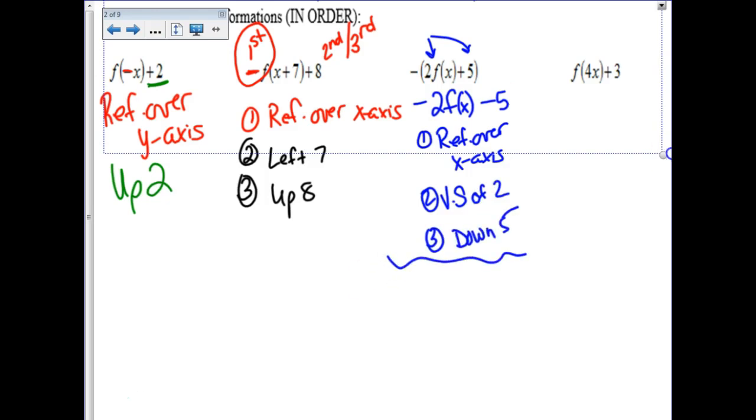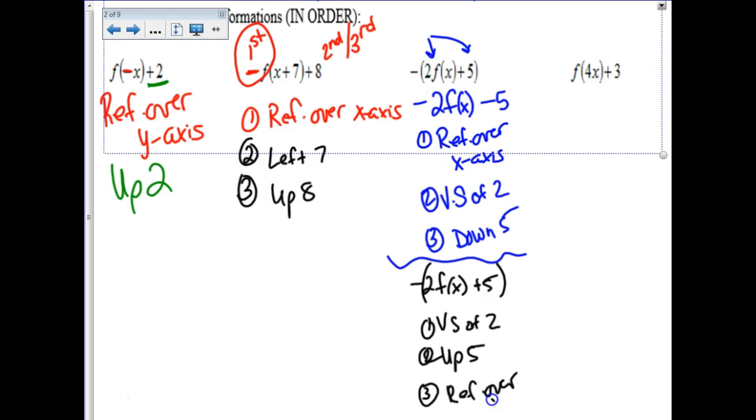However, if you are not in the distribution kind of mood, if you would have just gone back to the original one, the negative parenthesis 2 f of x plus 5, an acceptable answer to this one would have been to apply the vertical stretch of 2 first, and then shift it up 5, oops, and then to reflect over the x-axis. So either one of these would be acceptable lists, and actually there's a little bit of rearranging you could do within those lists, but just make sure that you're deciding when you want to apply the reflection and how that affects everything after it in the function.